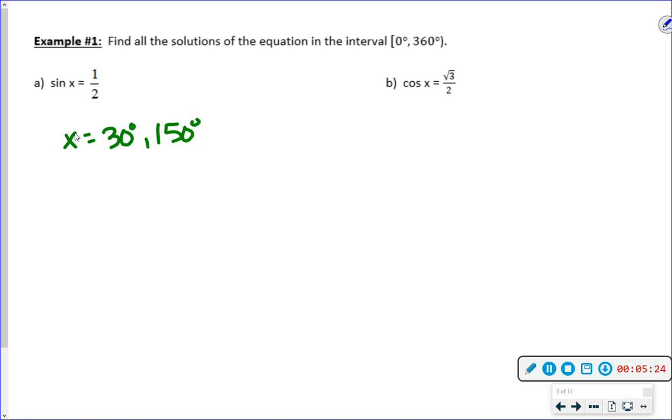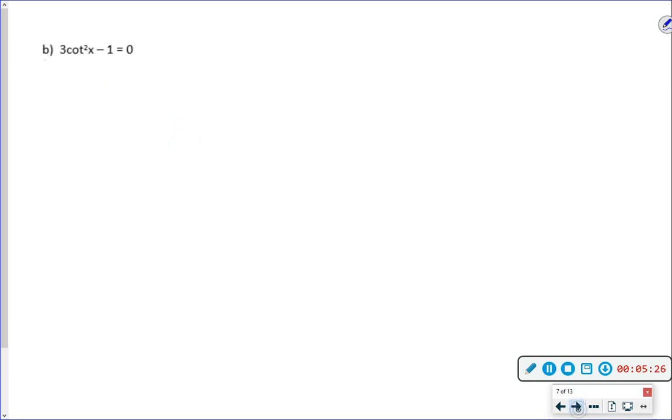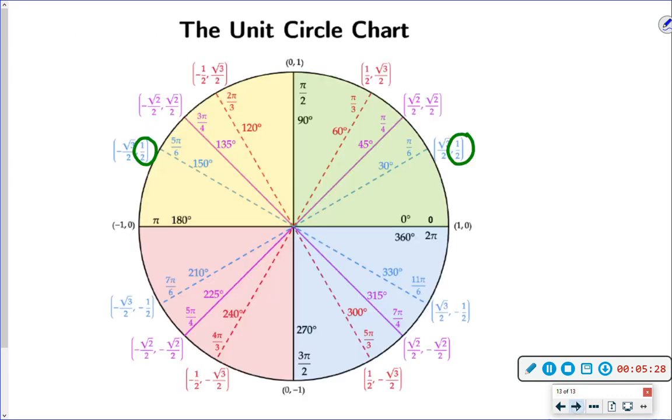Square root of 3 over 2. Click to the circle, right? I should have just left it up. Okay, square root of 3 over 2 for cosine. Remember, cos is the first coordinate. So here's a square root of 3 over 2 for the first coordinate. Where else do you see it?